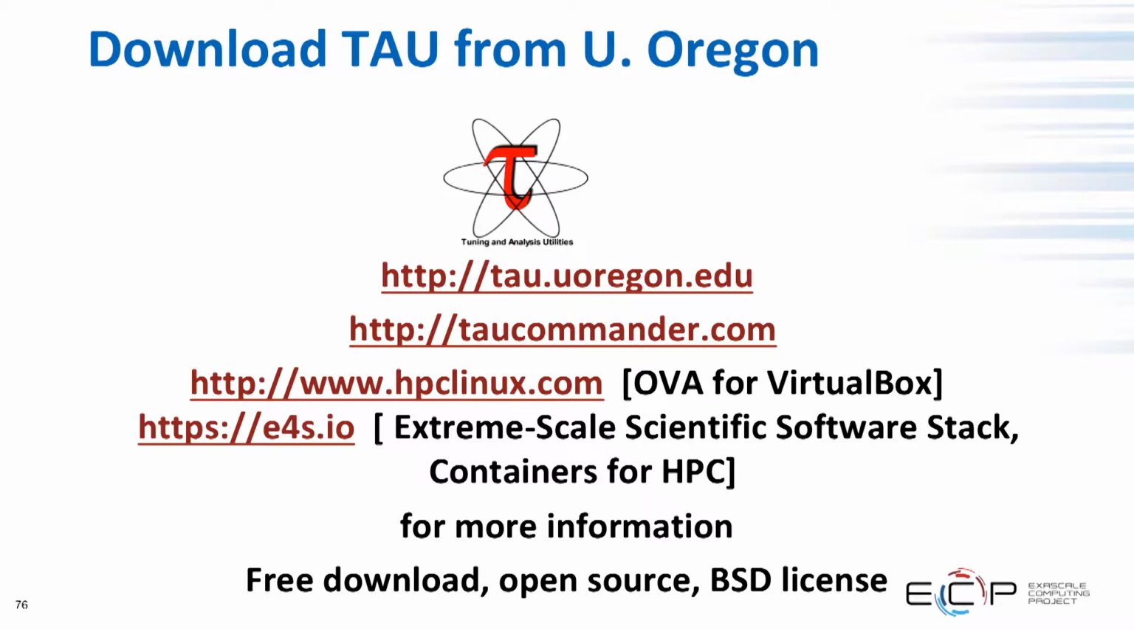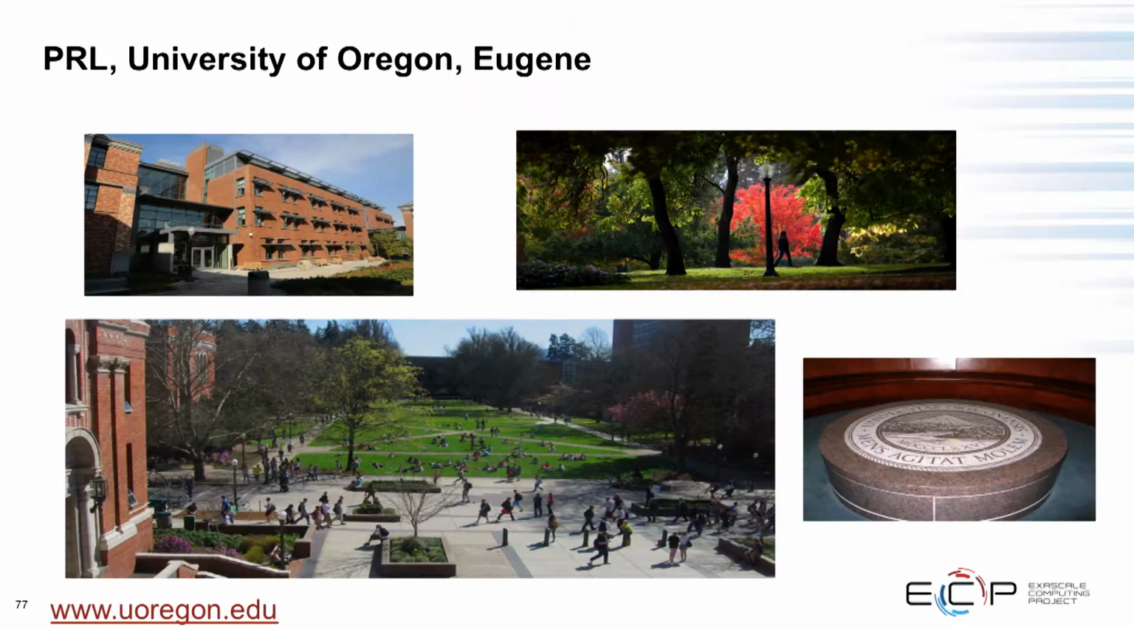You can download Tau from this location. We have the Extreme-scale Scientific Software Stack, E4S, which includes containers for HPC. It includes tools such as PAPI, HPCToolkit, and Tau, all within a containerized environment available from e4s.io.